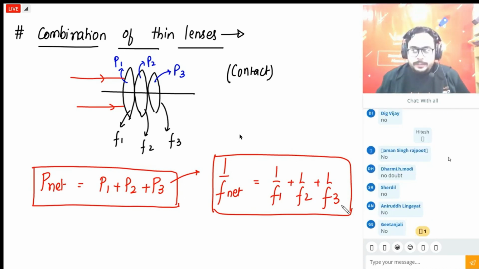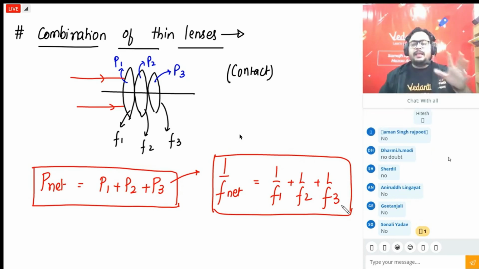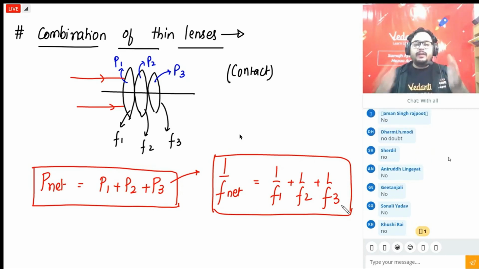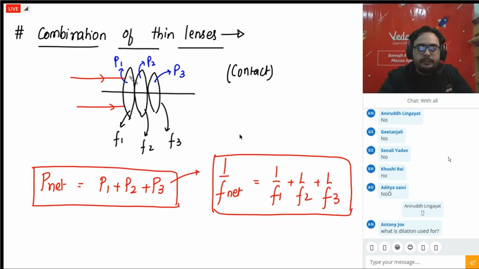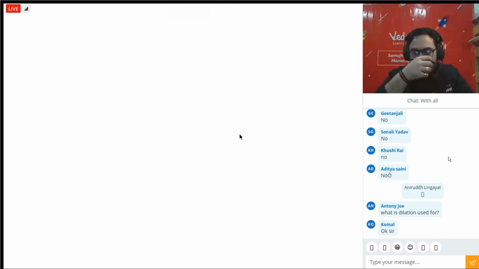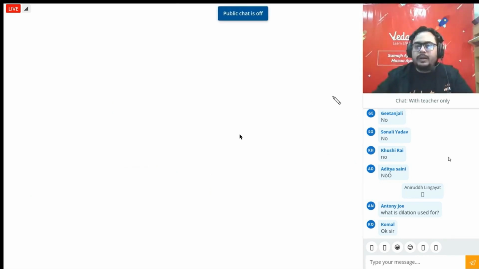Please repeat, Komal is saying. So Komal, basically to find the net power of lenses in contact, that I've told you, which is common sense also, because they are basically converging or diverging. What is dilation used for? I don't know in what reference are you asking, Anthony. Is it related to this only?